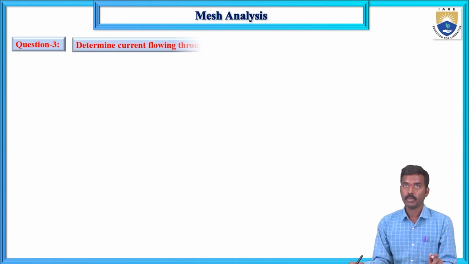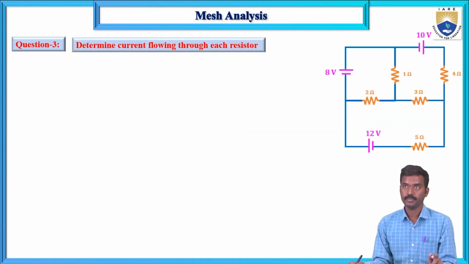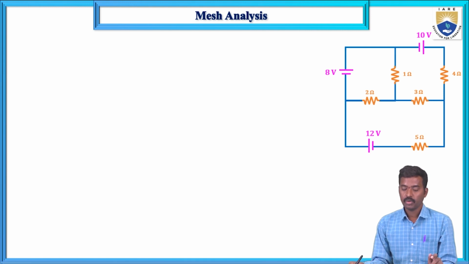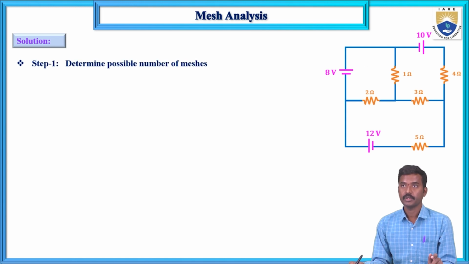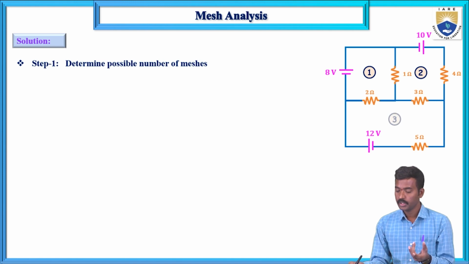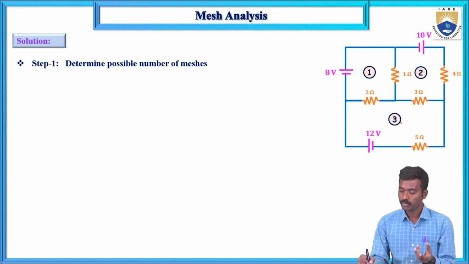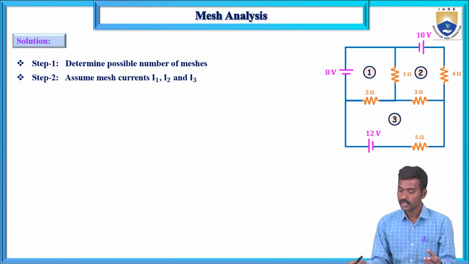Question number 3. Determine current flow into each resistor. Here, the possible number of meshes: mesh 1, mesh 2, mesh 3. This one, mesh 1, mesh 2 and mesh 3. Step 2. Assign mesh currents I1, I2, I3 in clockwise direction.